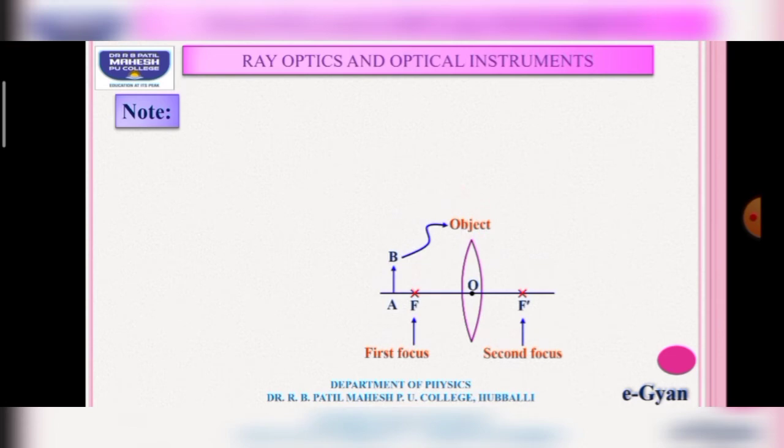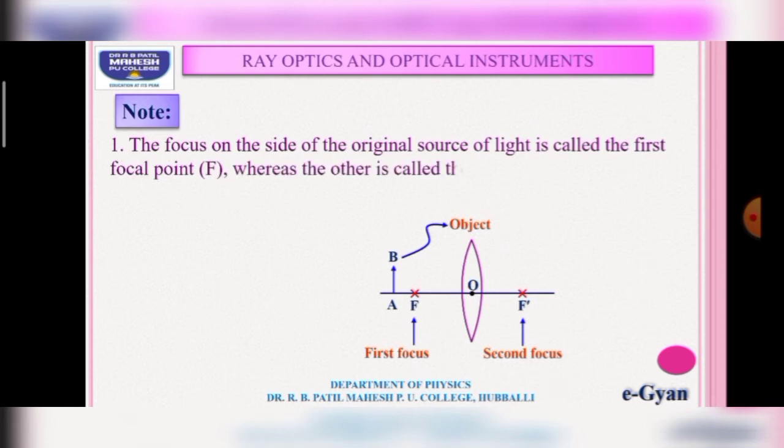Note, we have a diagram here. The focus on the side of the original source of light is called the first focal point, whereas the other one is called the second focal point. We have a convex lens here and the source is placed here, and we get a focus point towards the source, called the first focal point. On the other side of the lens we get another focus point, called the second focus.